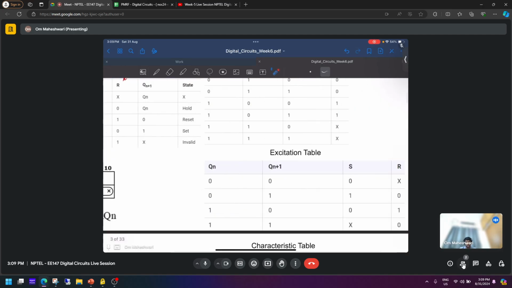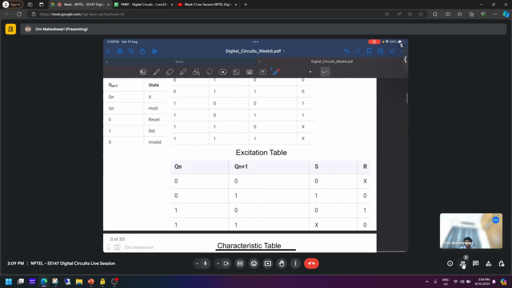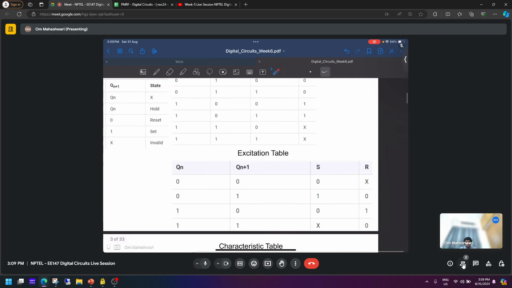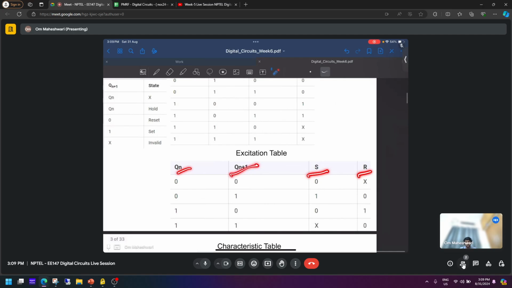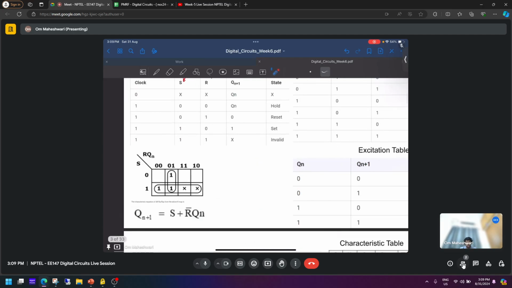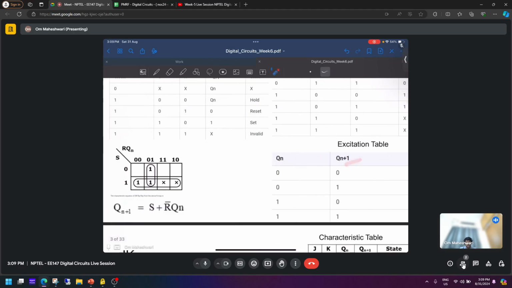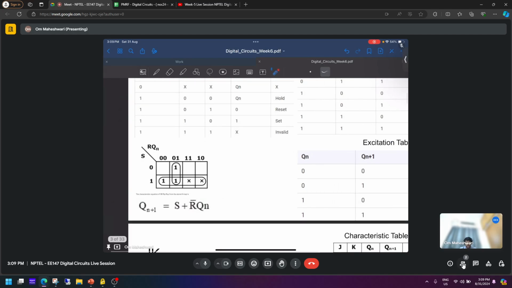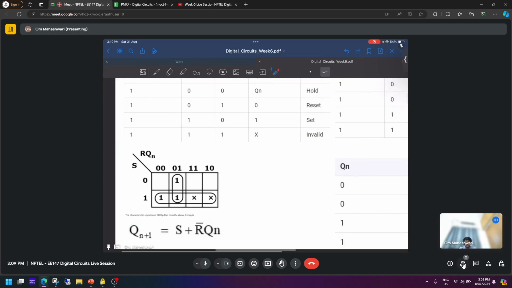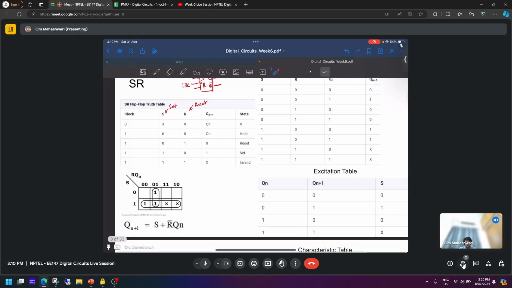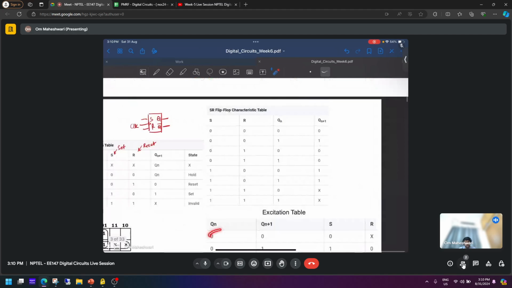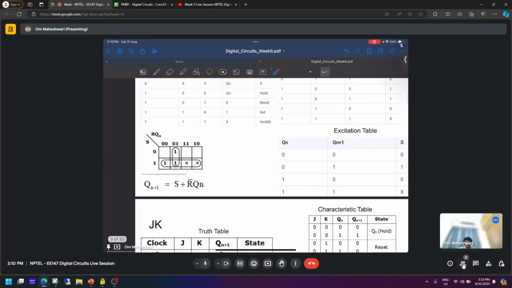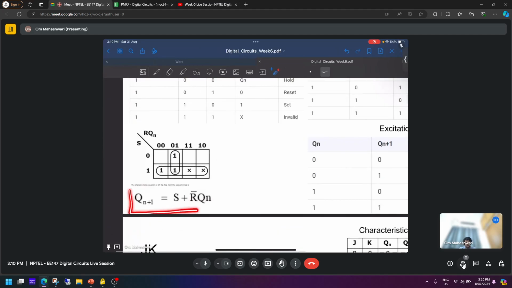Then with the help of this table, we write S and R in terms of Qn and Qn plus 1, or we can write Qn plus 1 in terms of S and R. So the characteristic equation here, using a K-map, if we write Qn plus 1 in terms of Qn, S and R, is Qn plus 1 equals S plus R bar Qn.